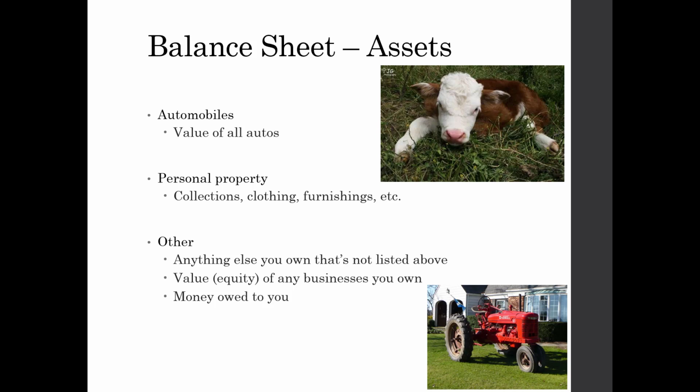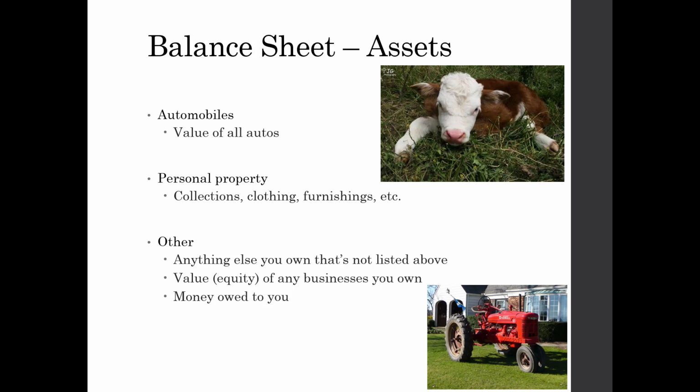Why? We use these to get back and forth to school or get back and forth to work or just to go play around. So the value of your cars, your trucks, and so on are going to be listed as tangible assets in most cases. Your personal property, these are any collections you might have, your clothing, your household furnishings, your appliances that you own will be listed as tangible assets as well.